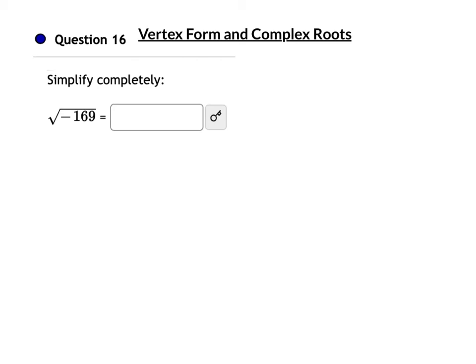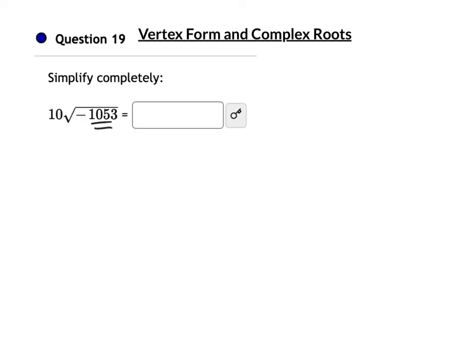Now, if you're kind of tired at this point from doing all those tough questions, fortunately, these are a bit easier. These just take seconds each. Remember that i is the square root of negative 1. Turn this into negative 1 times 169. 169 is a perfect square. Square root of 169 is 13. Square root of negative 1 goes out as an i. So this is 13i.